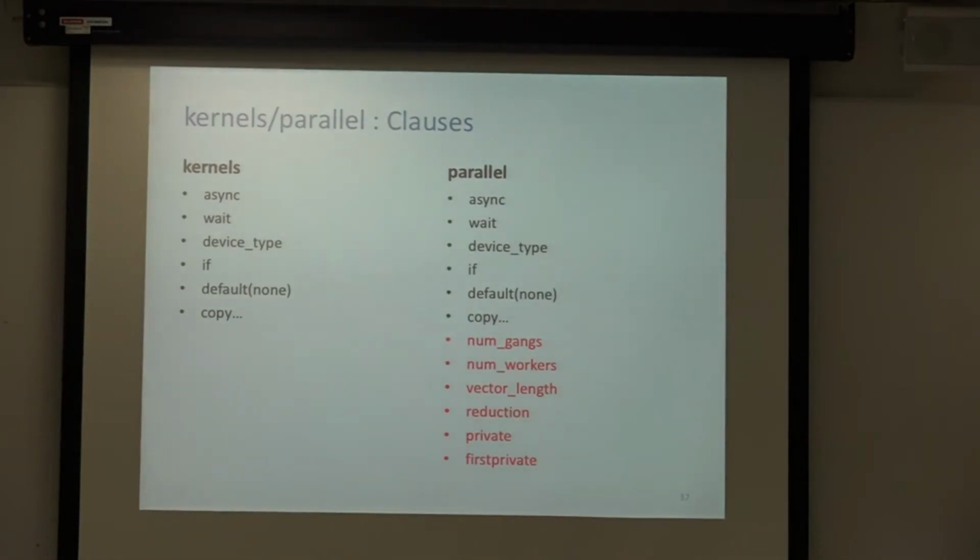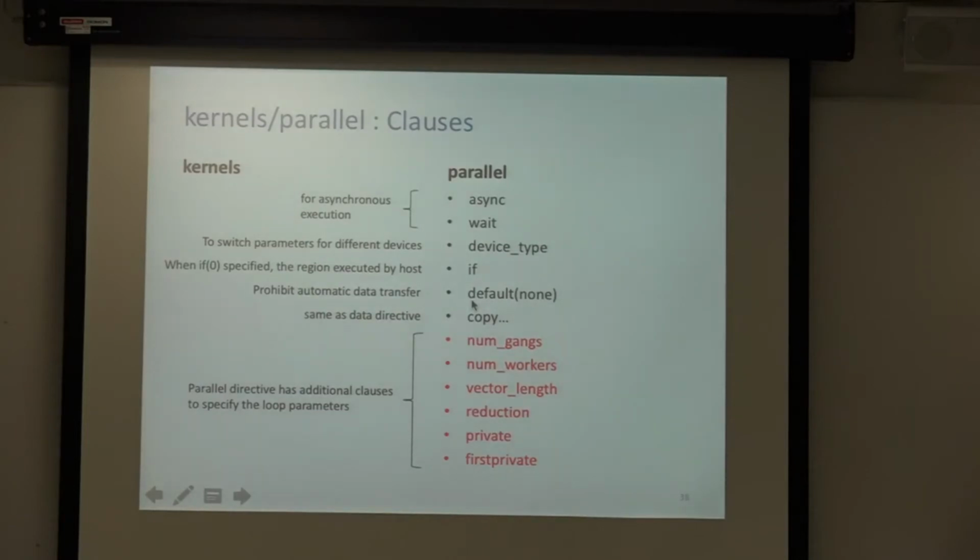The parallel directive has additional clauses to specify the number of threads or data handling. The async and wait clauses are for asynchronous execution. The device_type clause is to switch parameters for different devices. If and default none are the same as OpenMP, and the copy clauses are the same as the data directive. And the parallel directive also has additional clauses to specify the loop parameters.